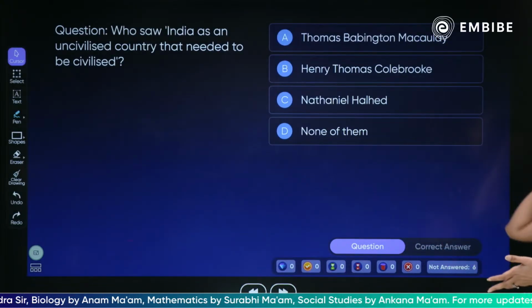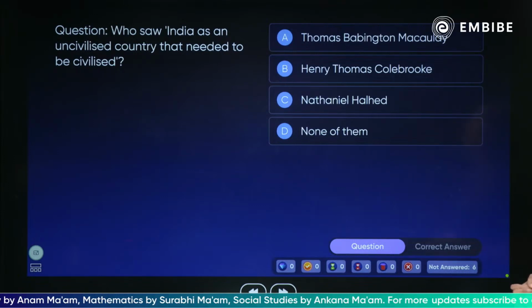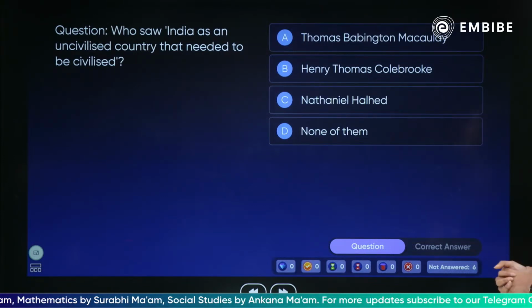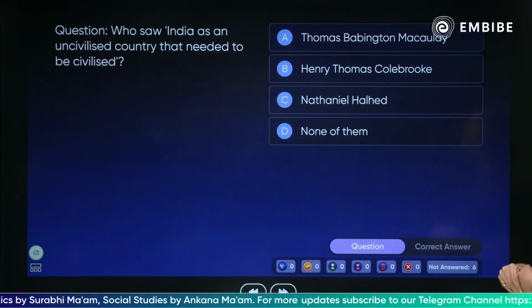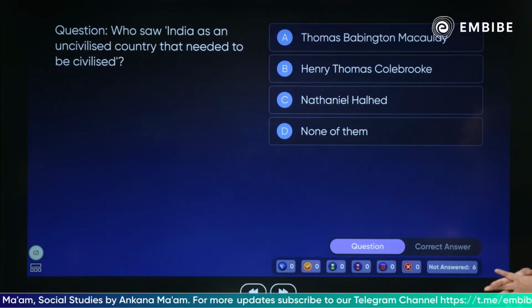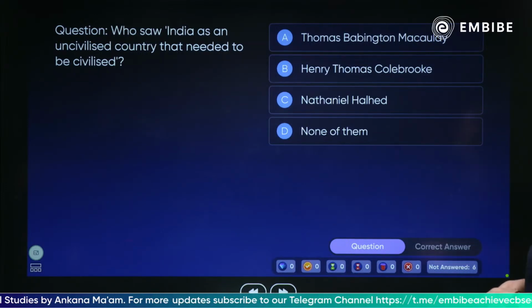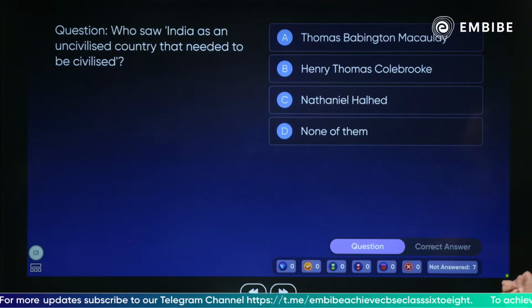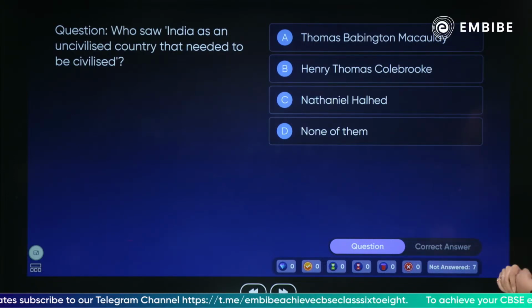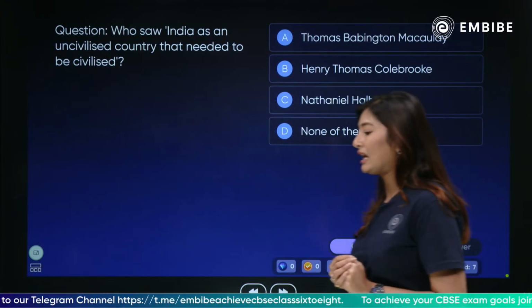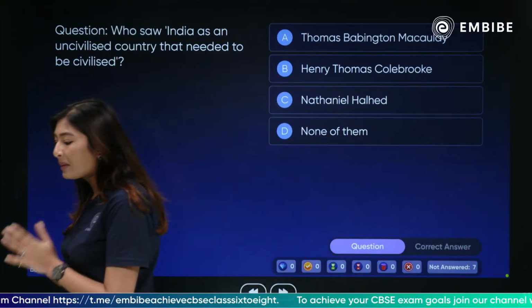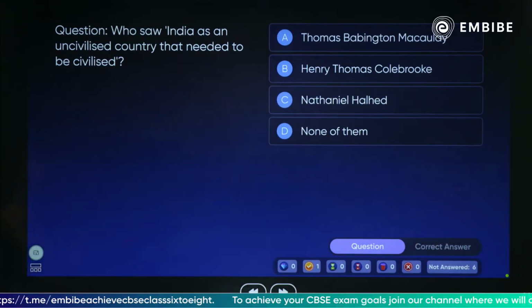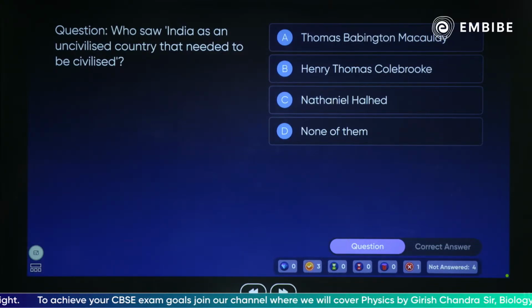So let's quickly answer the question. Who saw India as an uncivilized country that needed to be civilized? किसको लगता था कि एक असभ्य देश है इंडिया और उसे सभ्यता सीखने की ज़रूरत है? Thomas Babington Macaulay, Henry Thomas Colebrooke, Nathaniel Halhed और none of them. इनमें से किसे लगता था कि इंडिया एक असभ्य देश है, उसे सभ्य बनाना है? India is an uncivilized country, it needs to be civilized, and of course that can happen by making them learn English.